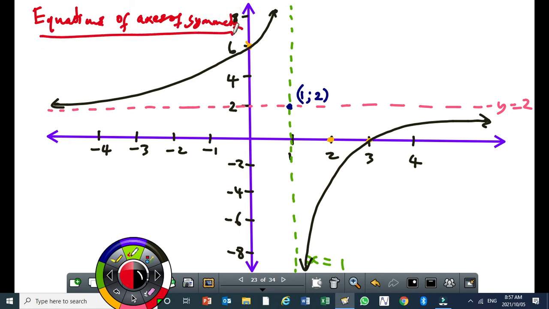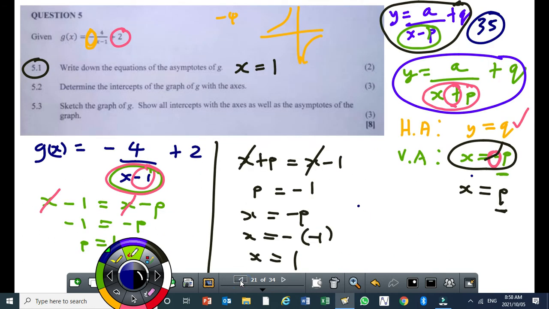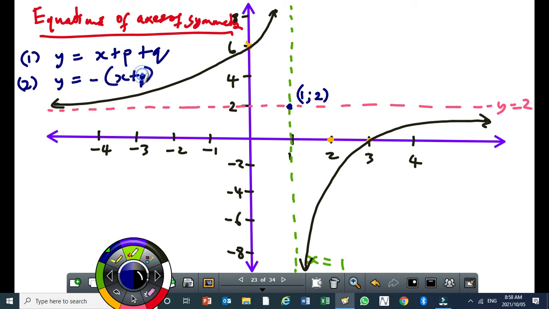right? There are 2 equations. There's one with a positive gradient, it goes that way. The other one with a negative gradient, it goes that way. So the general equation, if I use, please allow me to use this general form, this one here. If I use this one here, the general equation of the line of symmetry with a positive gradient will be y equal to x plus p plus q. The other one will be y equal to minus x plus p plus q.